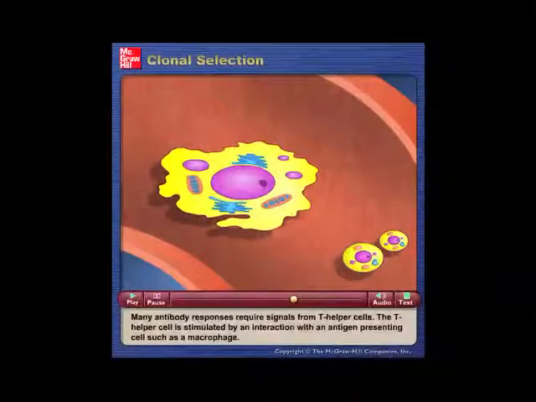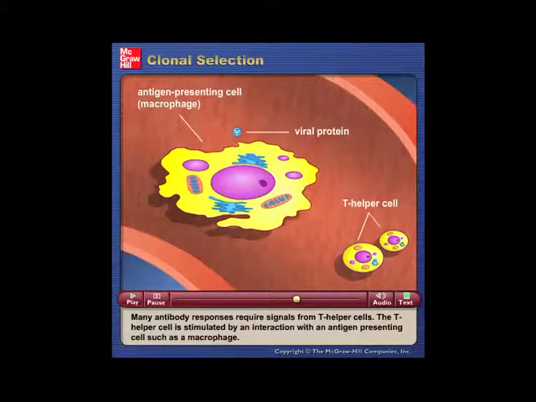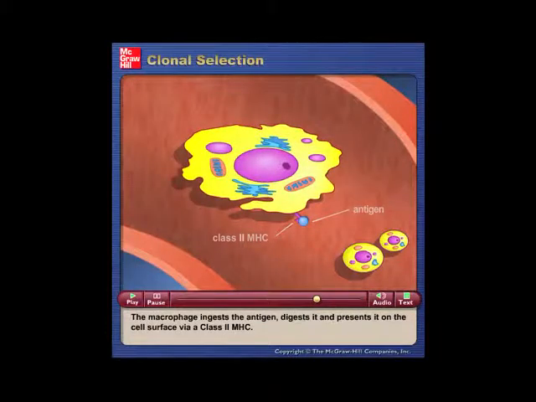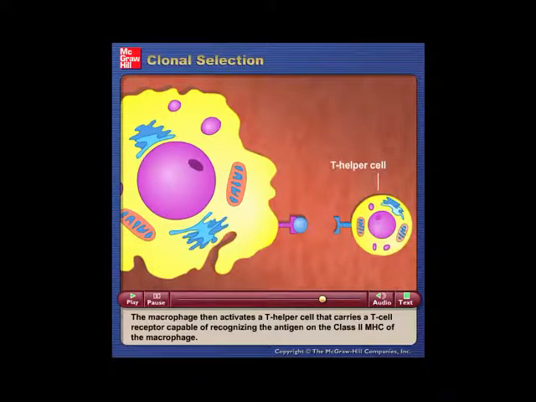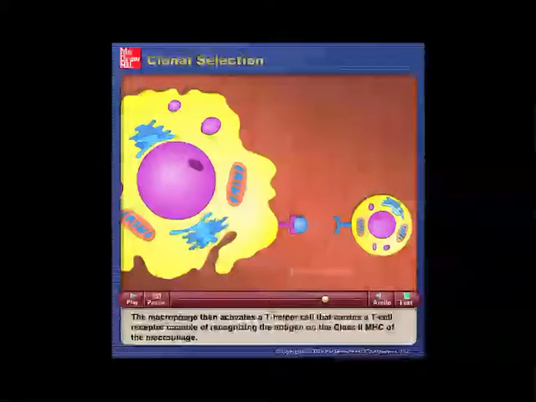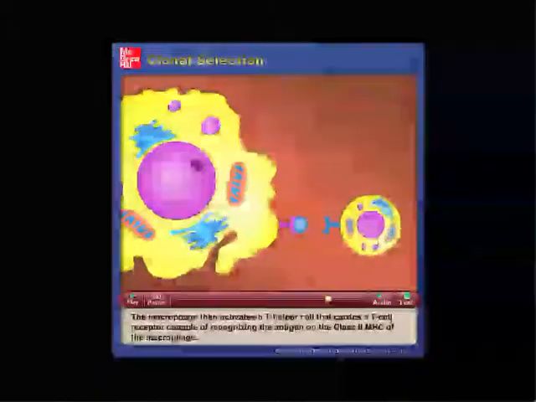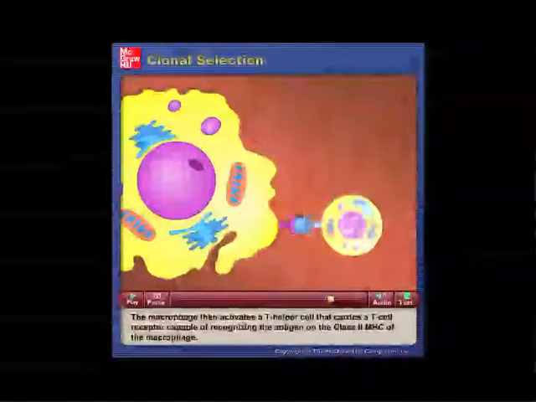Many antibody responses require signals from T helper cells. The T helper cell is stimulated by an interaction with an antigen-presenting cell such as a macrophage. The macrophage ingests the antigen, digests it, and presents it on the cell surface via a class II MHC. The macrophage then activates a T helper cell that carries a T cell receptor capable of recognizing the antigen on the class II MHC of the macrophage.